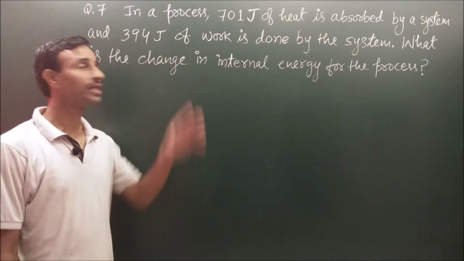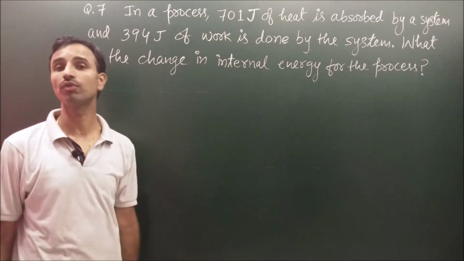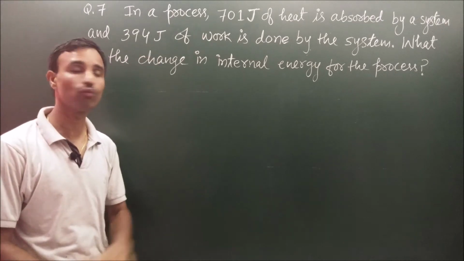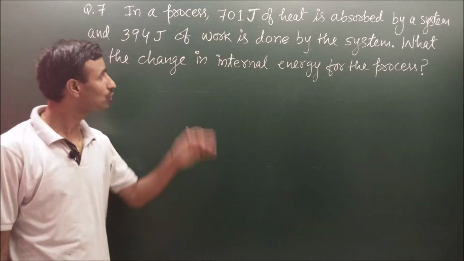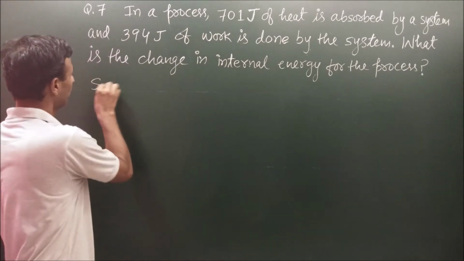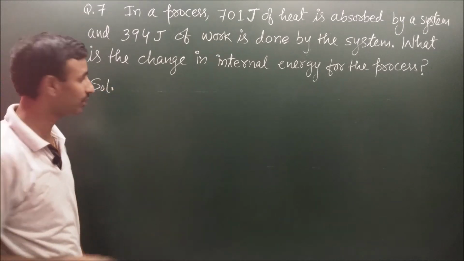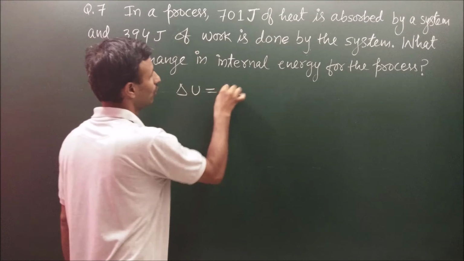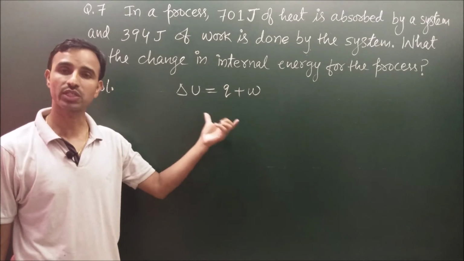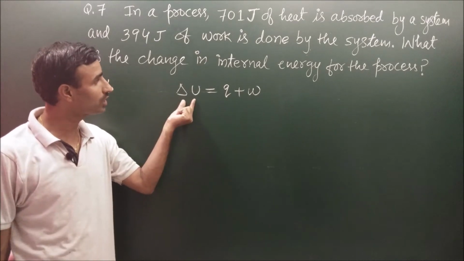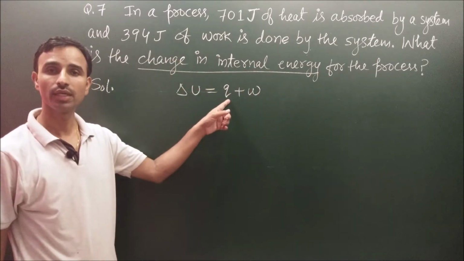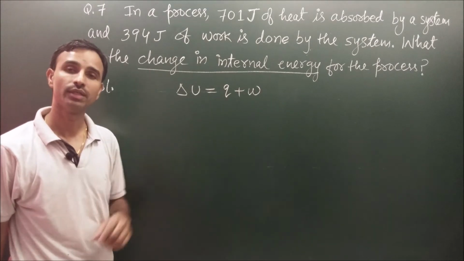Question number 7 is, in a process 701 joule of heat is absorbed by a system and 394 joule of work is done by the system. So what is the change in internal energy for the process? So you know, according to the first law of thermodynamics, delta U equal to Q plus W. This is the mathematical form of the first law of thermodynamics. Delta U is change in internal energy. Q is heat absorbed or released.